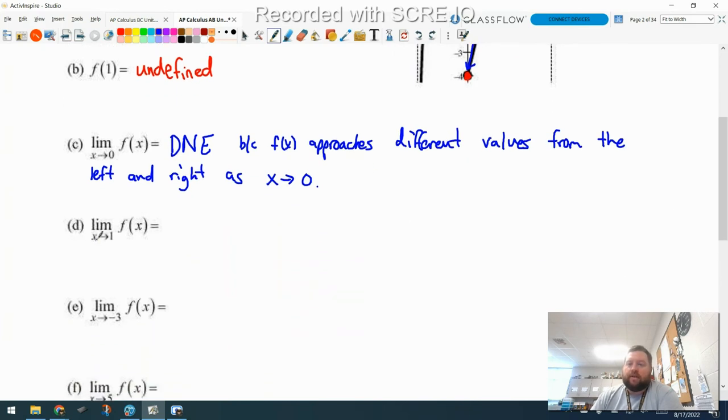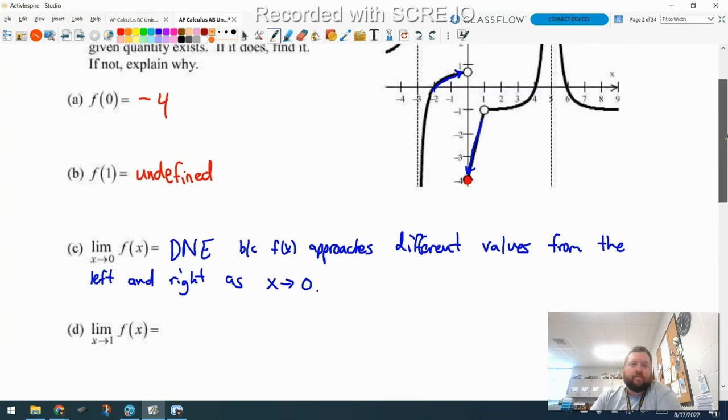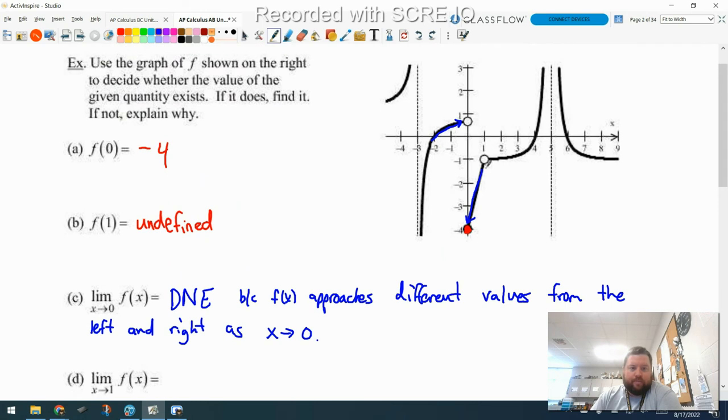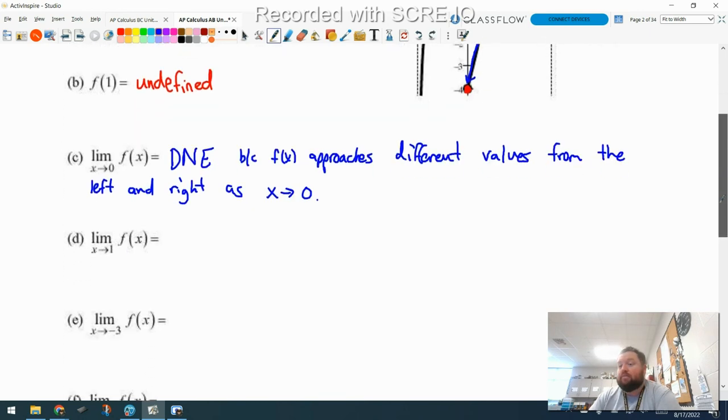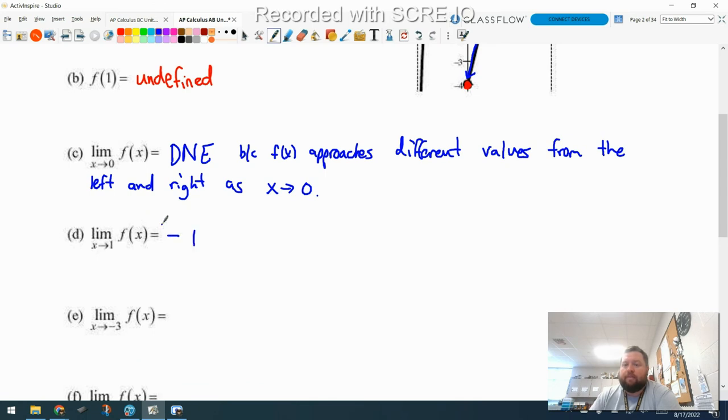All right, limit as x approaches 1 of f of x. Now we're looking at x equals 1. This function is approaching this open circle from the left, and this function is approaching this open circle from the right. So even though it's an open circle, the function is approaching the same value from the left and the right, and that value is negative 1. So the answer to that one's negative 1.